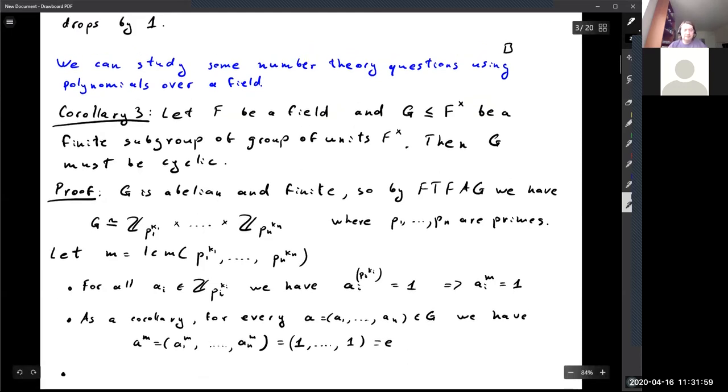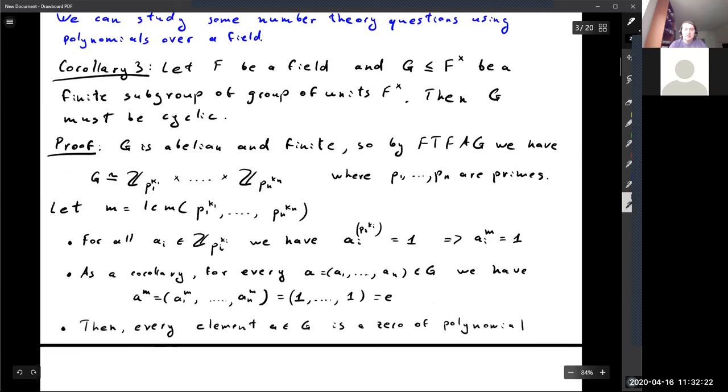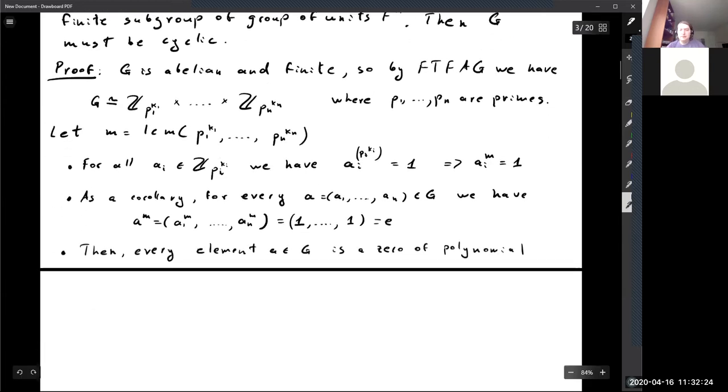So this gives us the following statement. Then every element A in G is a 0 of the polynomial x to the m minus 1, right?